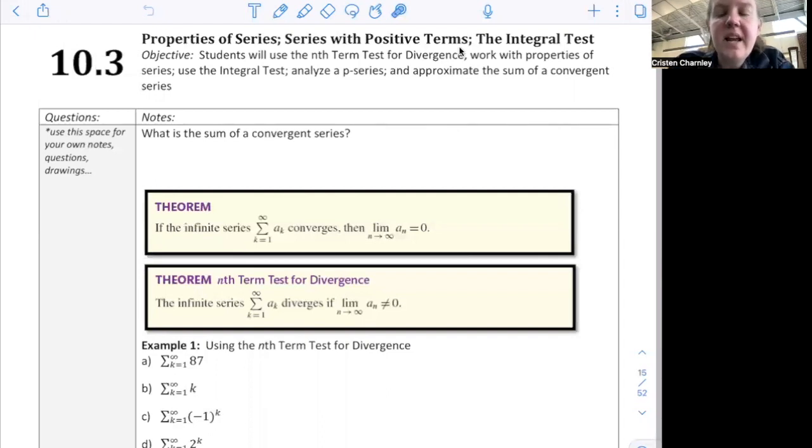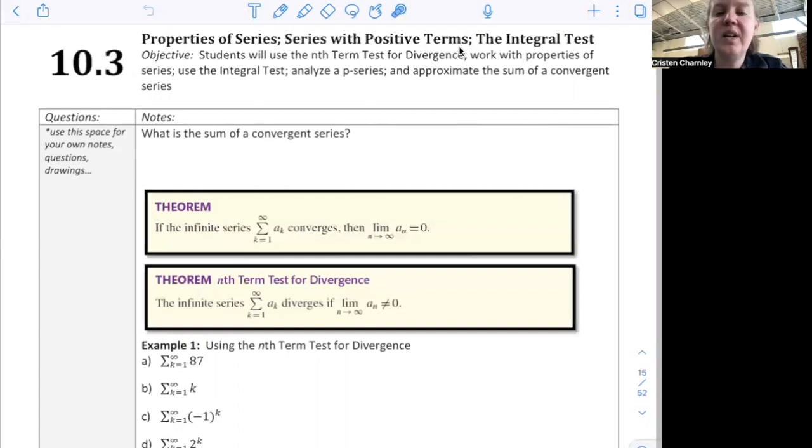Good morning. Today we are continuing with our unit on series. We are looking at properties of series, specifically series with positive terms, the integral test. You'll like the integral test. So we will use the nth term test for divergence, work with properties of series, use the integral test to analyze a p-series, and approximate the sum of a convergent series. I know that's a lot going on.